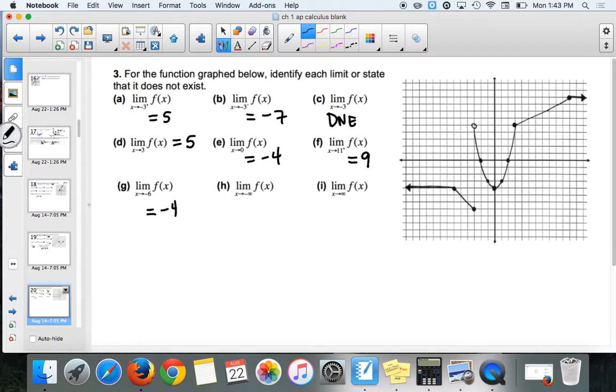Negative infinity, what do we think for negative infinity? Yeah, it's a horizontal asymptote, right? Negative 4. Kind of like it just goes straight out forever like that. It's not really an asymptote, I guess, but a horizontal line. And infinity? 9. Do you guys understand this section?